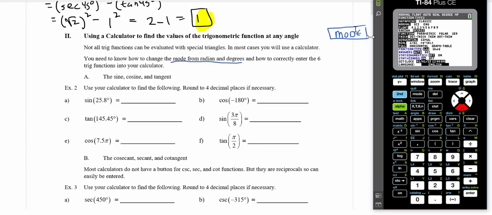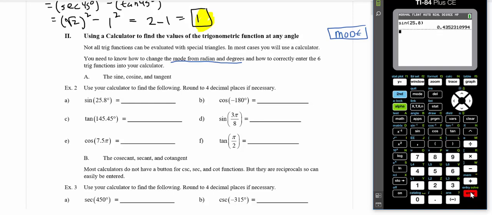That's real important. You want to get your calculator in degree mode for these first 3 problems that we're going to put in our calculator. Anytime you want to clear the screen, there's this quit button. If you go second mode, that takes you to a clear screen. Now we're going to put this in, and you have a sine, cosine, and tangent button. So you put in sine 25.8. You're in degree mode, so the calculator knows it's working with a degree measure. Press enter, and we're going to round all these to 4 decimals. So this will be 0.4352.